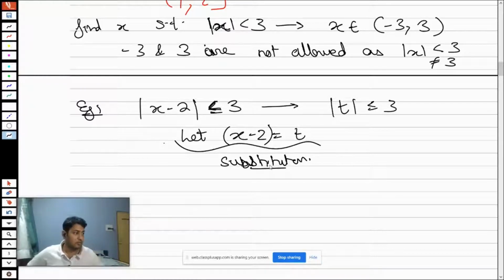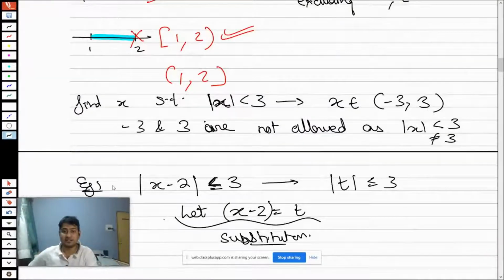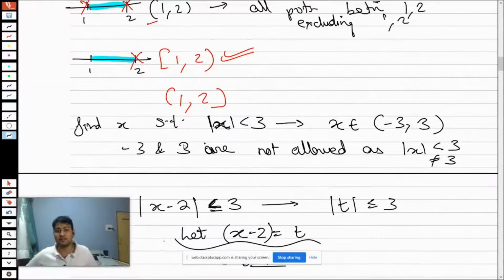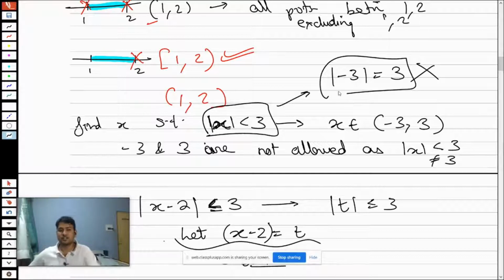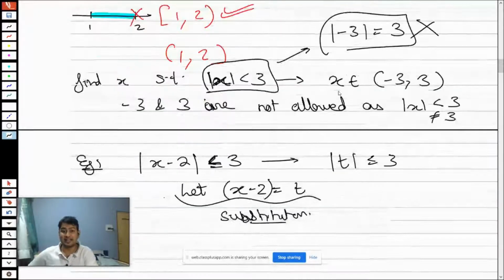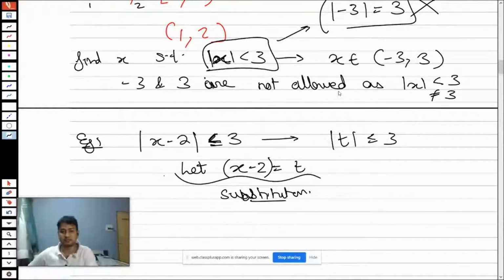Why can we not take minus 3, since minus 3 is less than 3? No, minus 3 is less than 3, but mod of minus 3 is not less than 3. See, mod of x should be less than 3, not x less than 3. If you allow x equals minus 3, then you're basically saying mod of minus 3 is less than 3, which is not true, because mod of 3 is actually equal to 3. So that's why minus 3 is not allowed. We are not saying x less than 3, we are saying mod x less than 3.